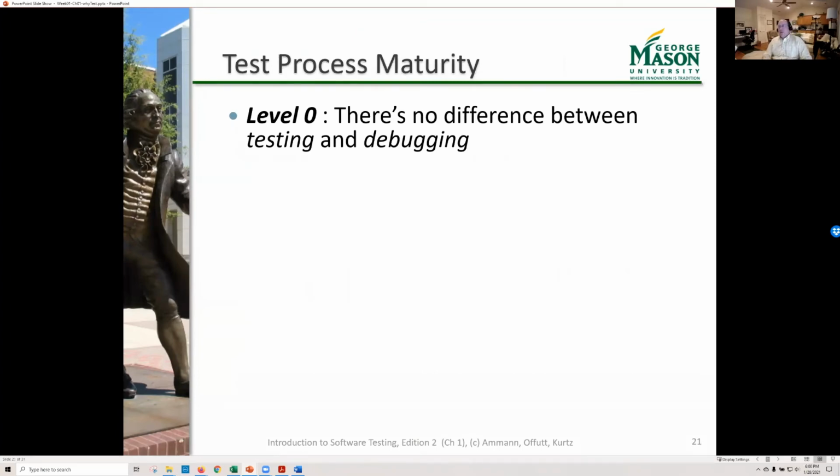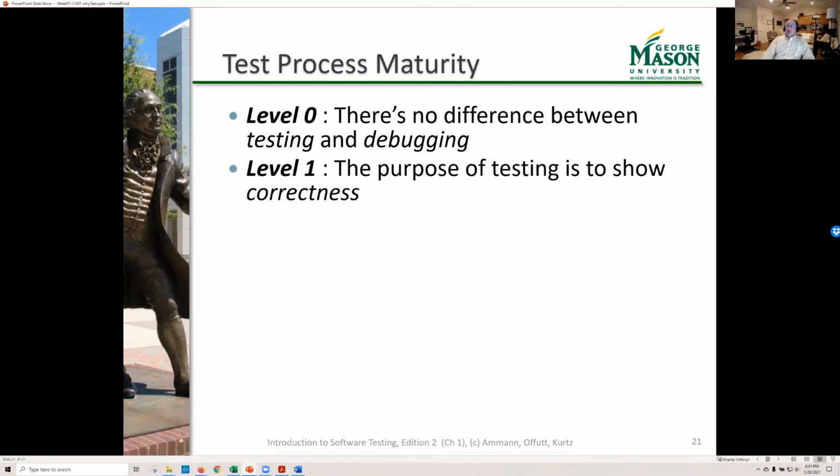All right, so let's talk a little bit about test process maturity. I know that the first assignment talks about this and asks you to talk a little bit about what your test process or your organization's test process maturity is. We've got 5 levels here. At level 0, there's no difference between testing and debugging. I write some code, I play around with it in a haphazard way. If I happen to see that it didn't do something right, I try to figure out how to fix it. But I don't have any defined process. I don't have any defined goals.